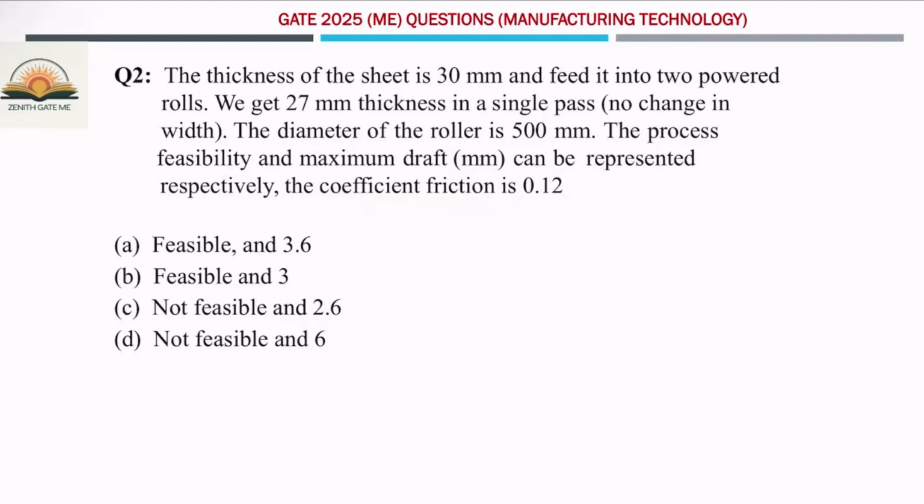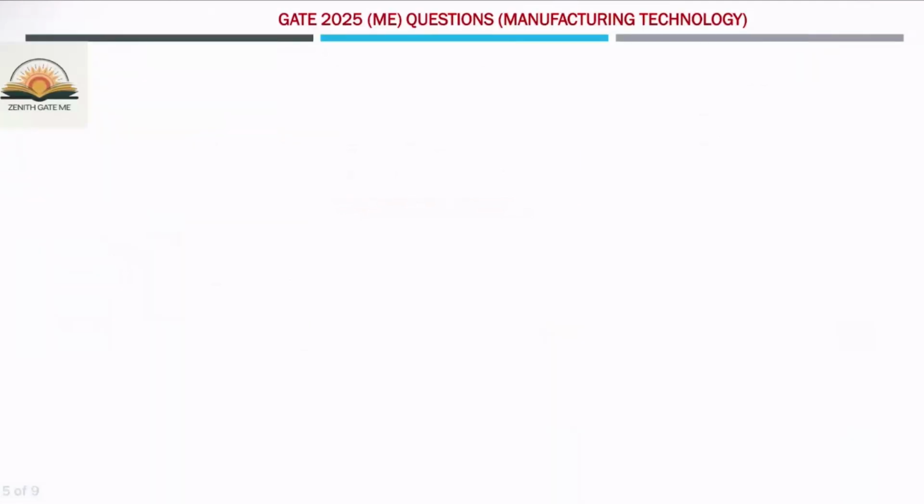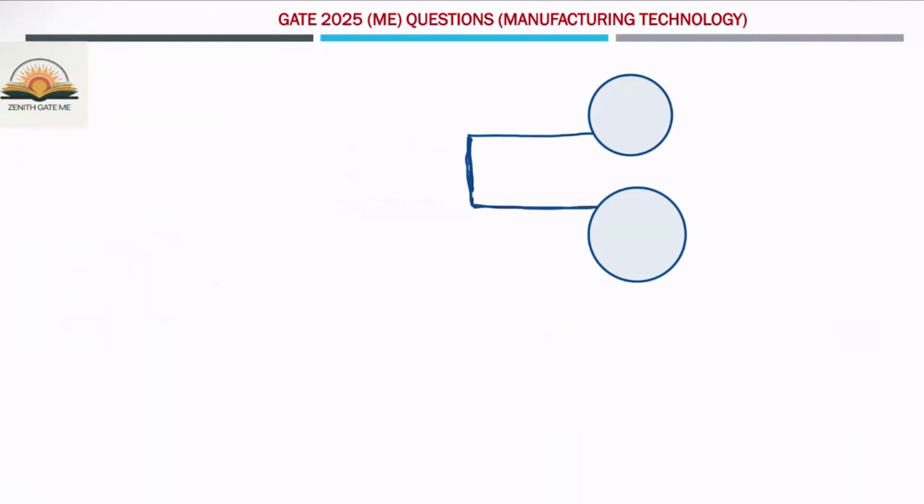Okay, so the four options are given. Now try to understand what is happening in this particular question. There are two rollers. Let us suppose these are the two rollers. In between these two rollers, one sheet is allowed to pass. And what is happening?